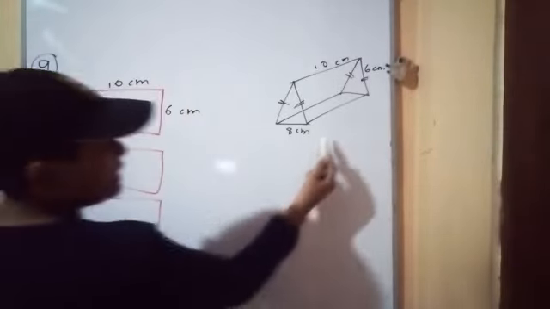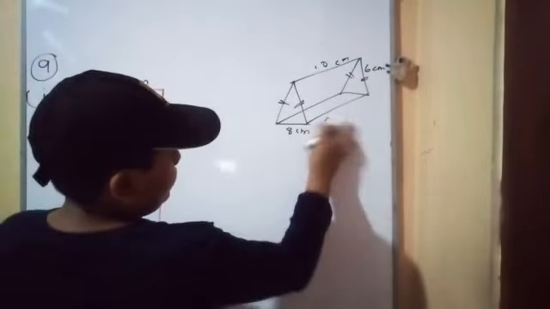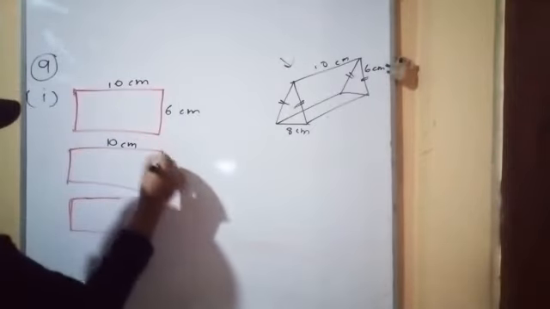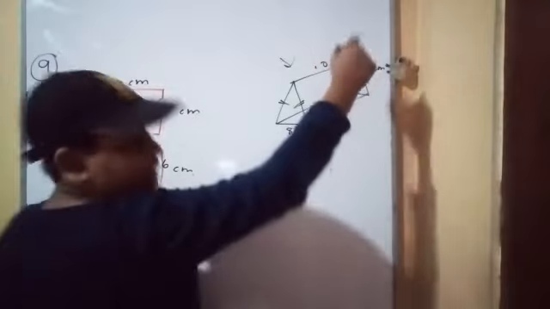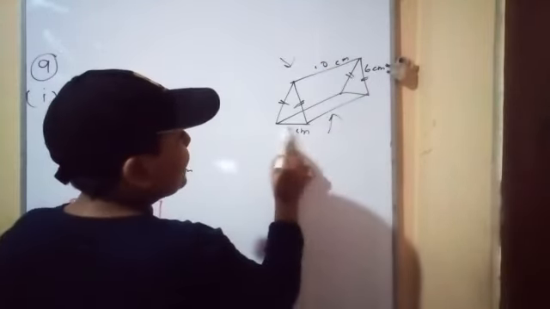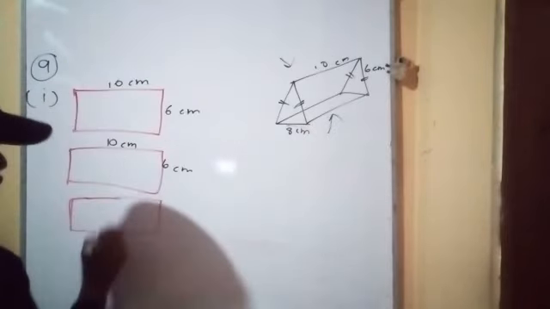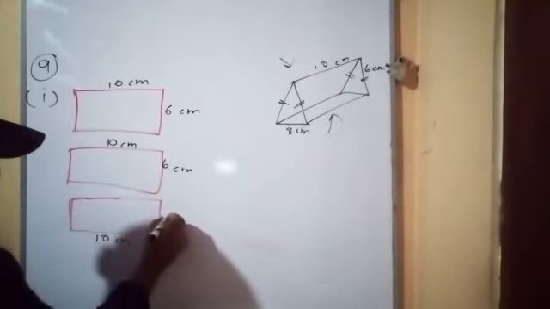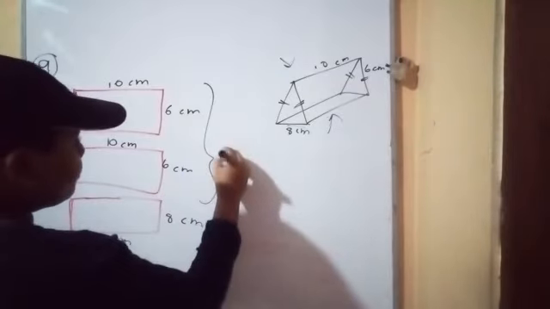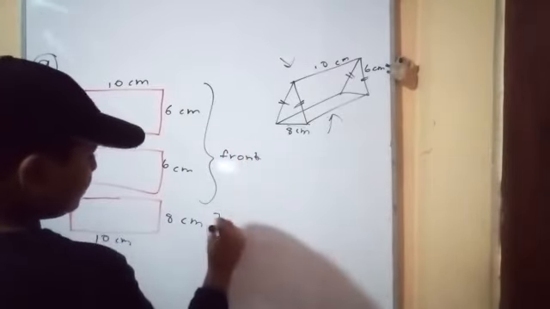The second one is the other side of that. The other side is also the same, 10 centimeter by 6 centimeter. Now let's look at the bottom. The bottom length is 10 and the width is 8 centimeter. Now these two are front, and bottom.